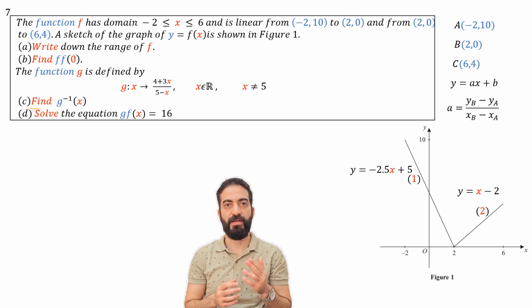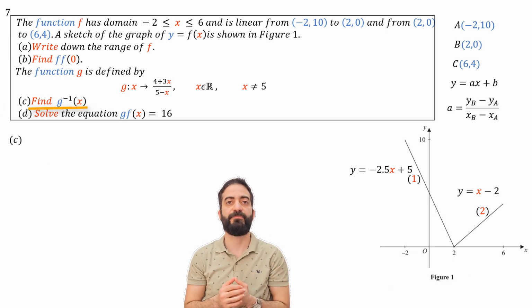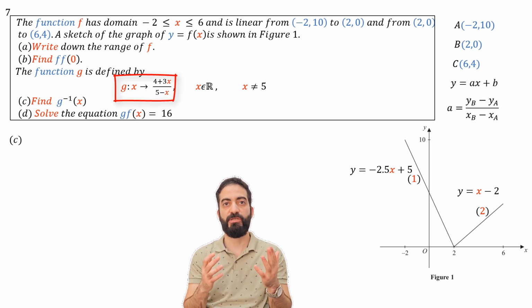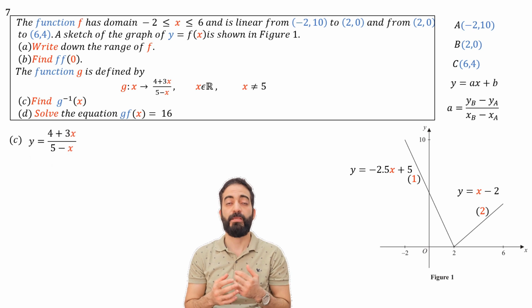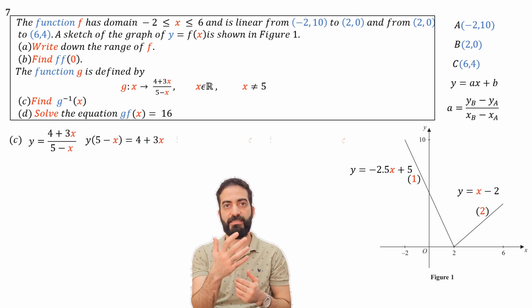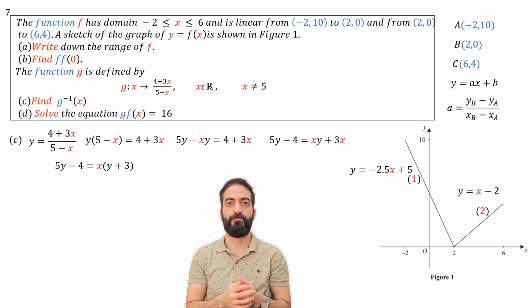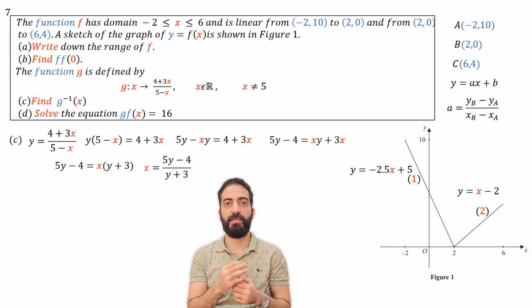We now move to part C. Find g^-1(x). As we see here, we have g(x), and we are required to get g^-1(x). All we have to do is follow these steps. The first step is to place y in place of g(x). The second step is to get x in terms of y. So we get x in this way. The third step is in place of x, we put g^-1(x), and in place of y, we put x. So we get the answer very easily.